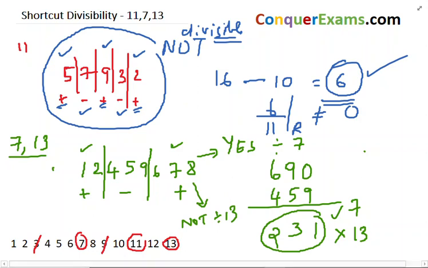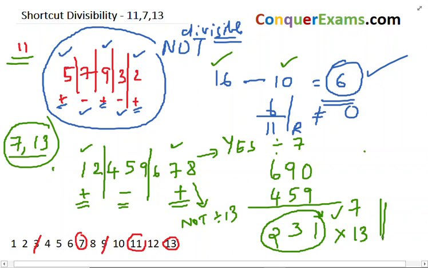Quick recap. For 11, all you need to do is find the sum of the digits at the odd places minus the sum of the digits at the even places. And for 7 and 13, you need to divide the number into triplets, and then from the rightmost part you give a plus, a minus, and a plus, and it goes on like that. You find the sum, and then you check whether the number you get is divisible by 7 or 13 respectively. So let me cross off 7, 11 and 13, and let's have a quick example for what we just learned.